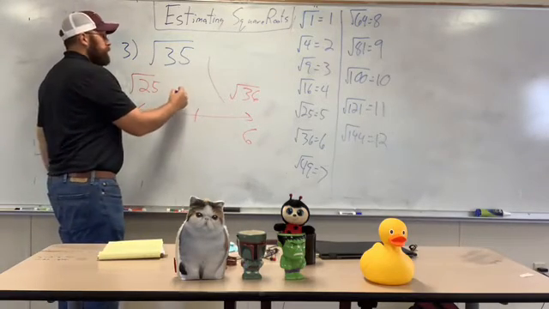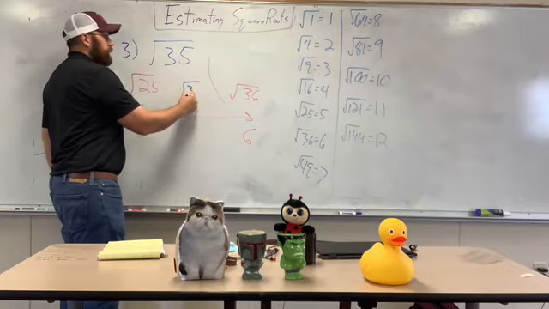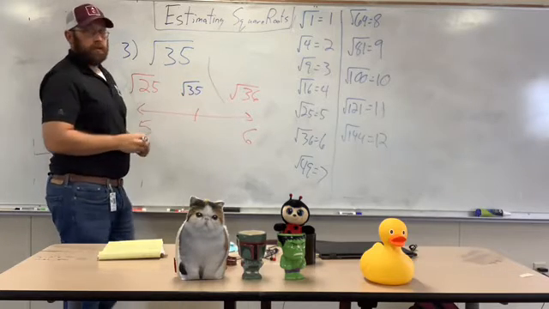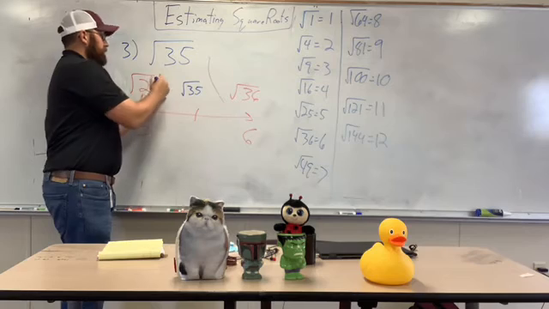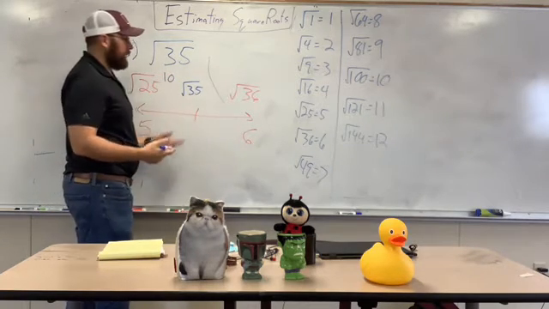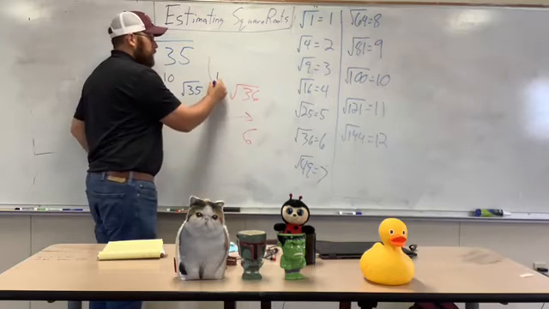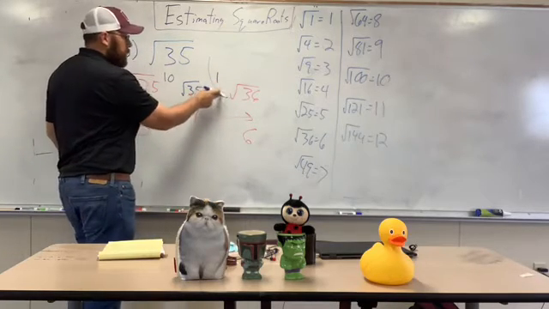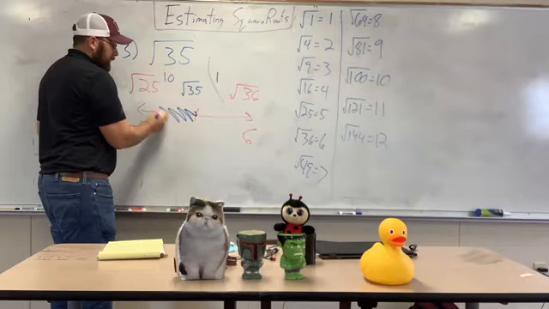So now I put the square root of 35 right here. Now which one is this closer to? So it takes 10 to get from 25 to 35. How many does it take to get from 35 to 36? Just 1. So I know it's going to be on this side. So I can mark this entire side off.